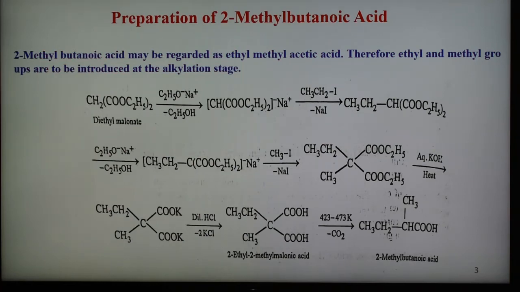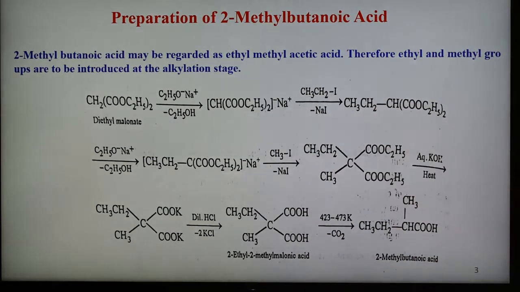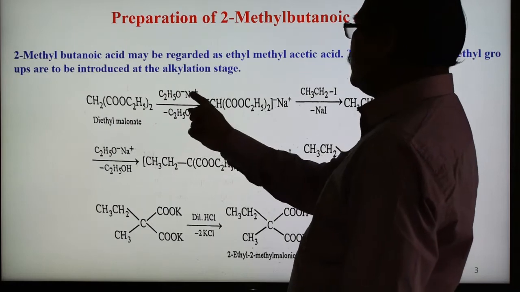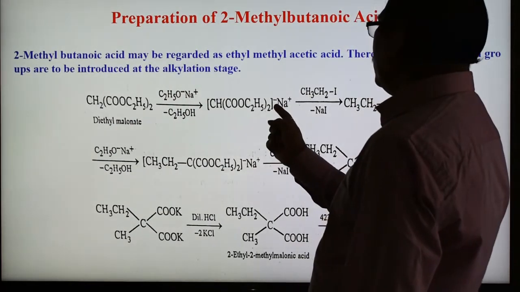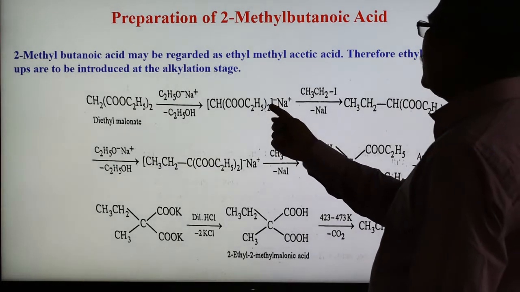Another reaction is the preparation of 2-methylbutanoic acid, and 2-methylbutanoic acid may be regarded as ethyl methyl acetic acid. Therefore ethyl and methyl groups are to be introduced at the alkylation stage. So the reaction is shown here. One time 1 ethyl and the second time methyl. So this is the diethyl malonate or malonic ester reacting with sodium ethoxide, forming this negatively charged enolate ion, with 1 molecule of C2H5OH lost.